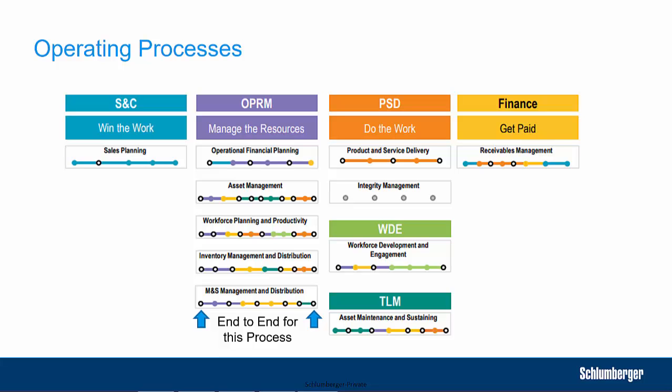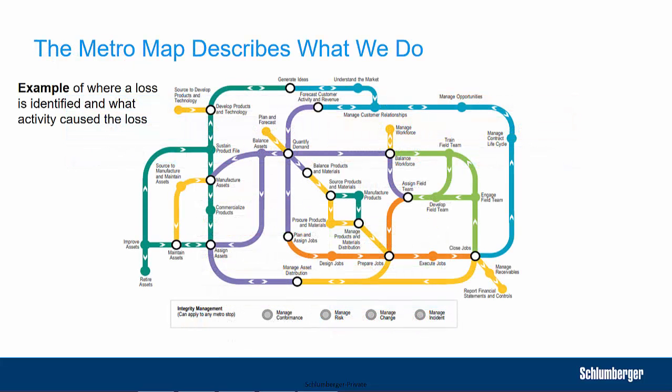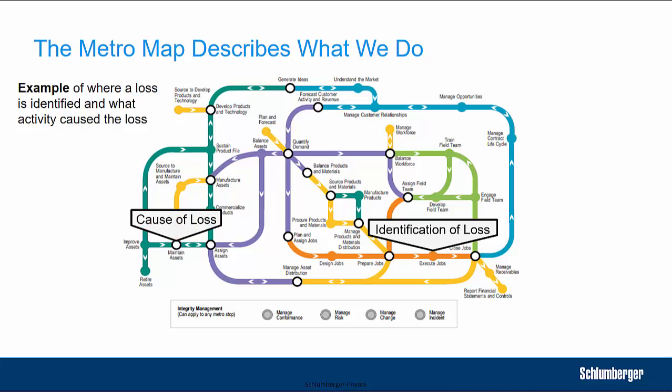With this framework in place, we now have the capability to define where in our process a loss was identified, and later, when performing the investigation, what activity caused the loss. So as we move to a process-driven way of working, we are able to provide the process owners a better understanding of how to improve their processes.